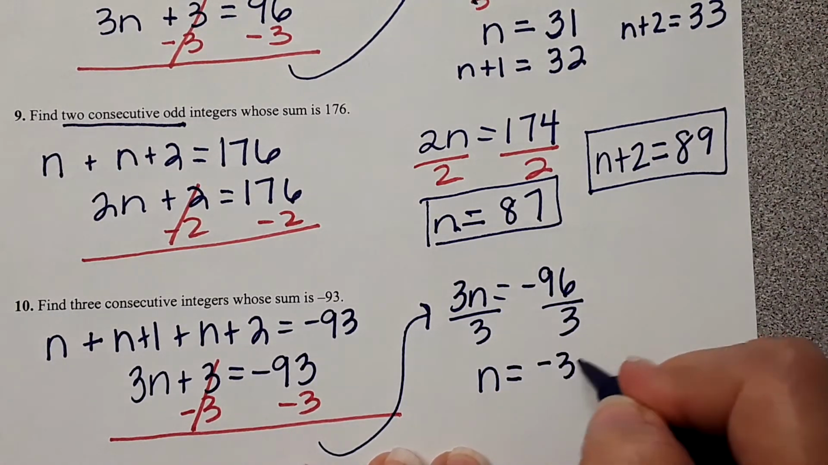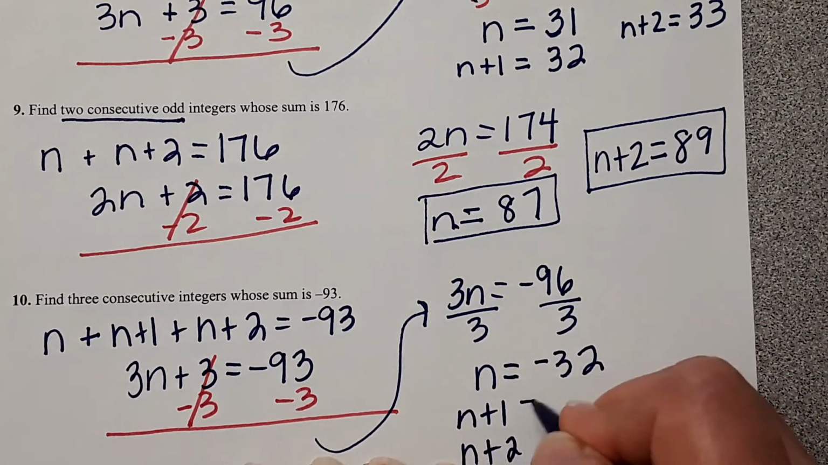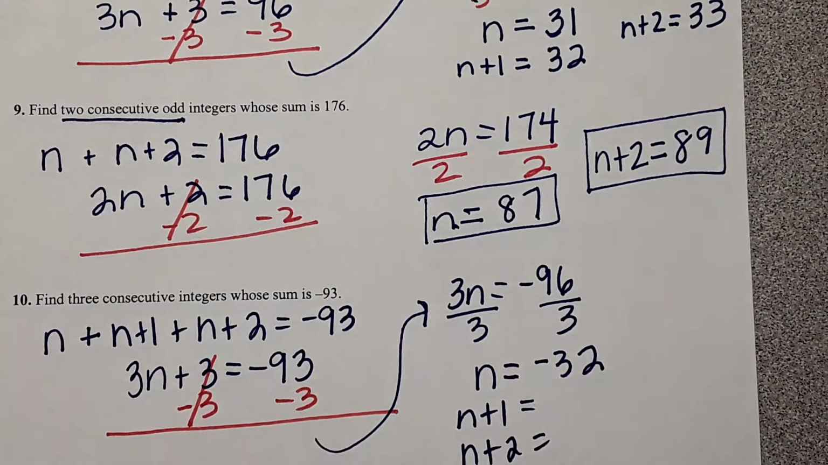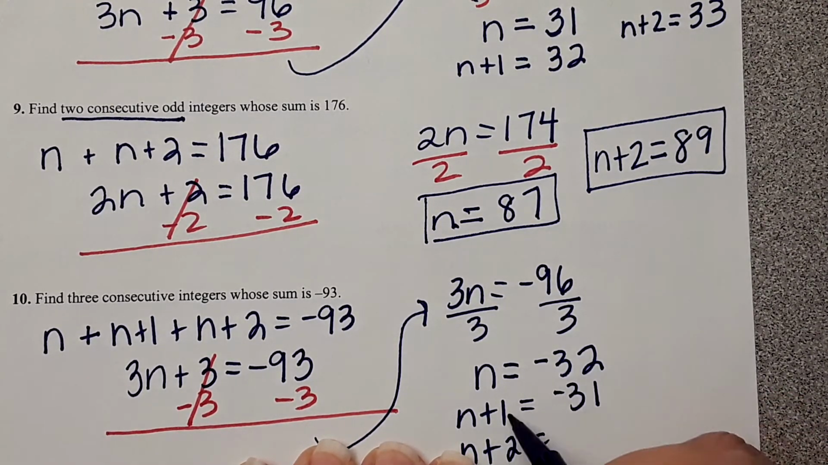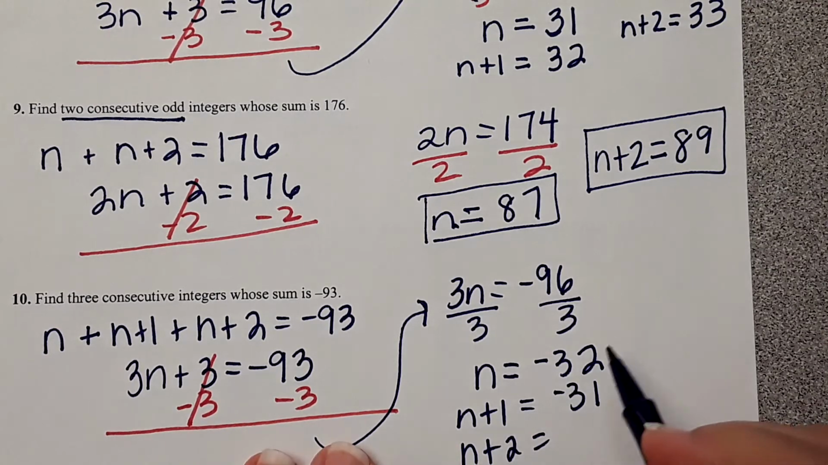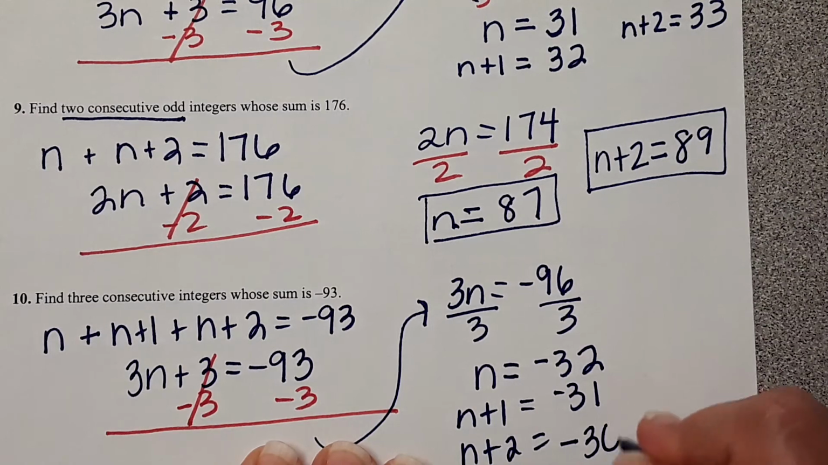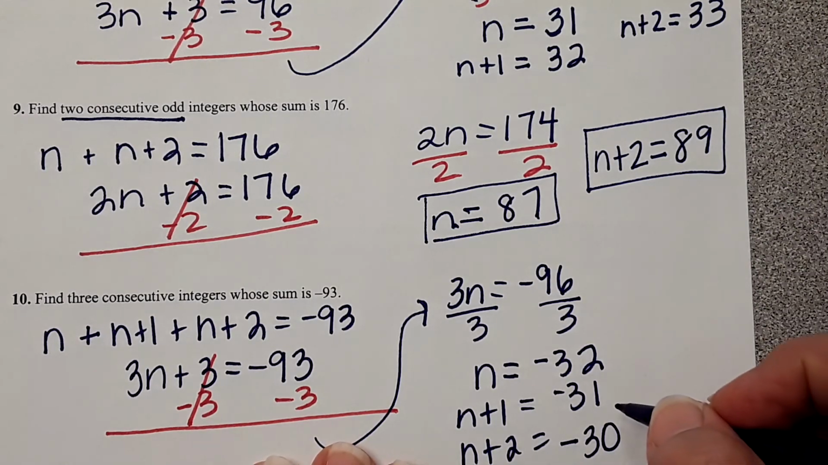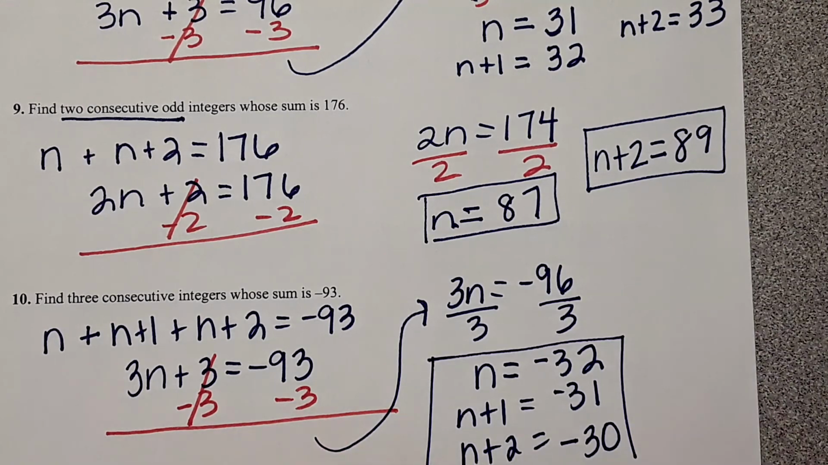We're almost done. N, n plus 1, n plus 2. Negative 32, negative 31, because negative 32 plus 1 is negative 31. Negative 32 plus 2 is negative 30. So do you see with consecutive integers, they're going to go up. So these are your answers. And with that, back up!